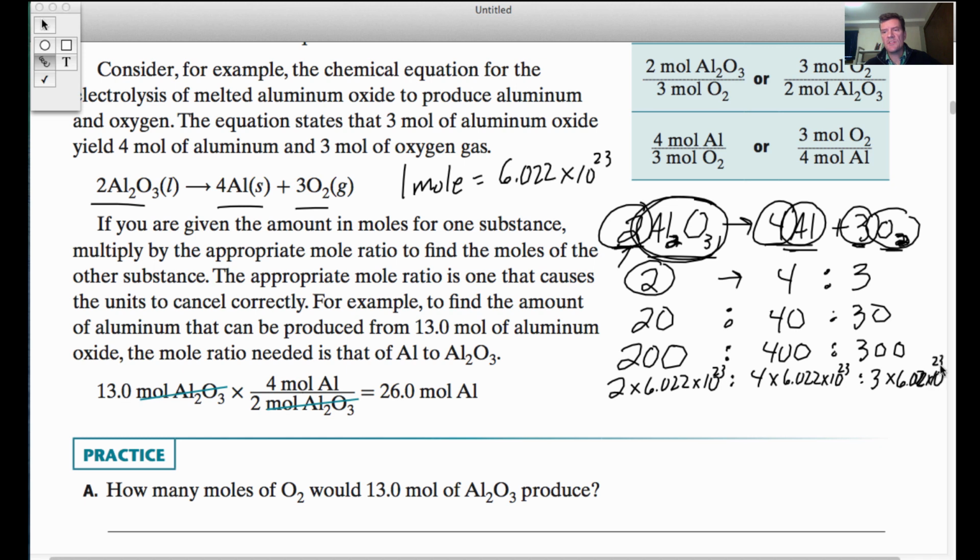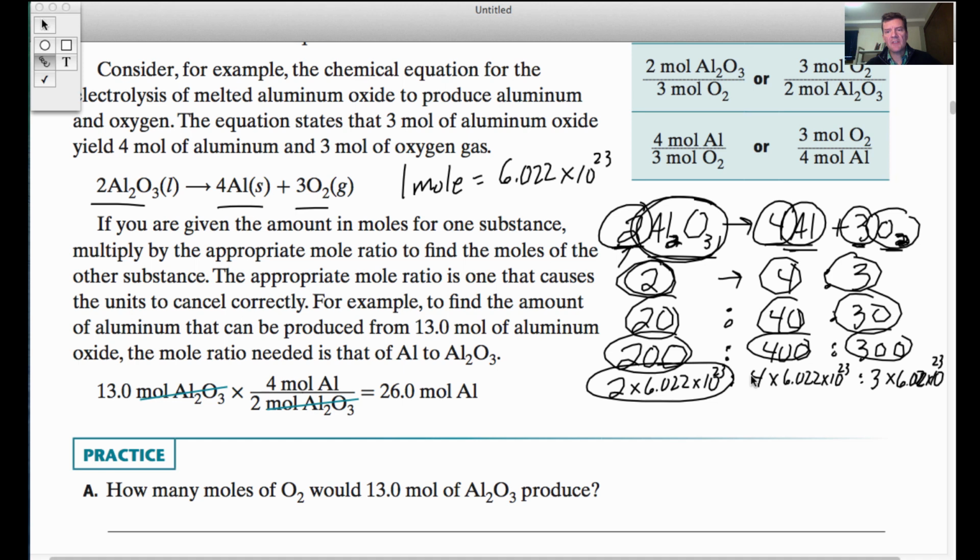Remember, it always has to be in the same ratio. It always has to be a 2 to 4 to 3 ratio. 20 to 40 to 30 is a 2 to 4 to 3 ratio. 200, I just multiplied everything by 100, right? 200 to 400 to 300 is a 2 to 4 to 3 ratio. 2 times Avogadro's number, 4 times Avogadro's number, 3 times Avogadro's number. That's still a 2 to 4 to 3 ratio.